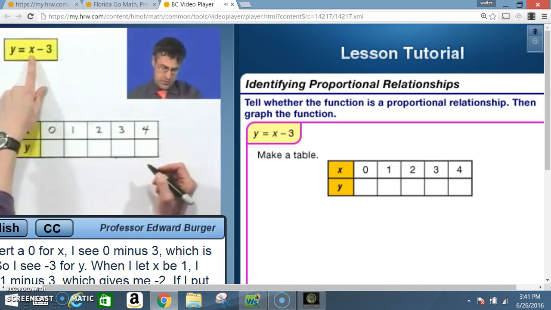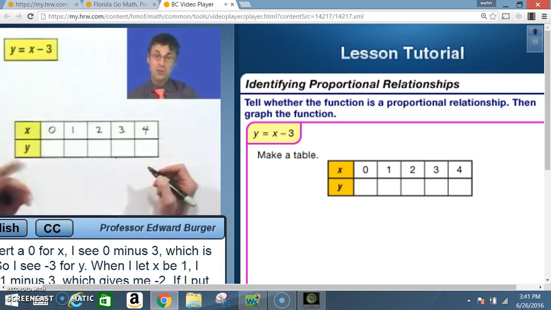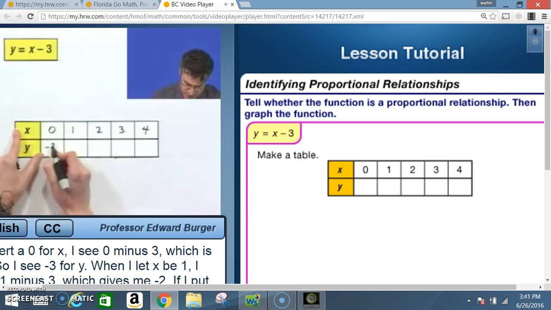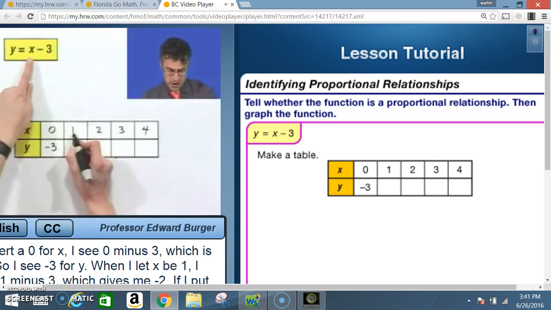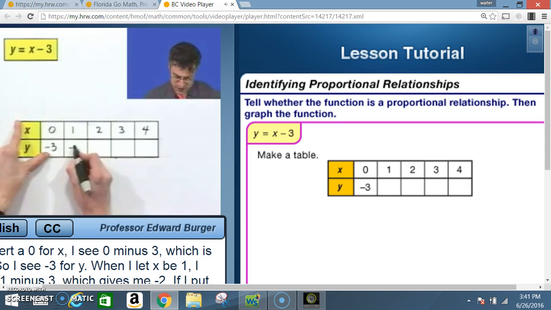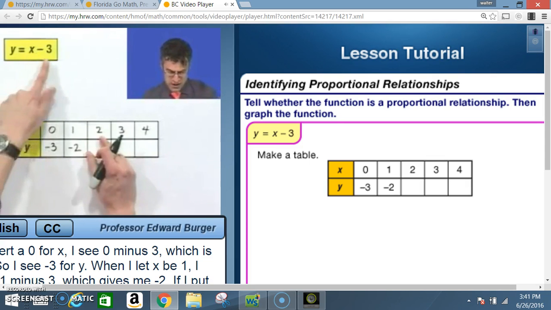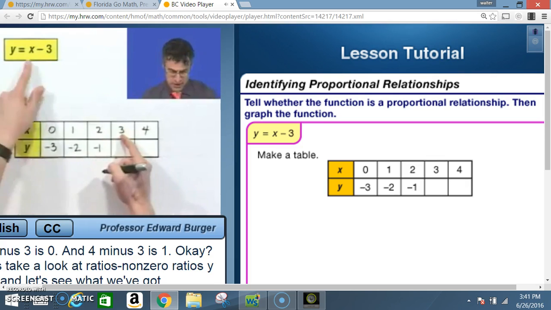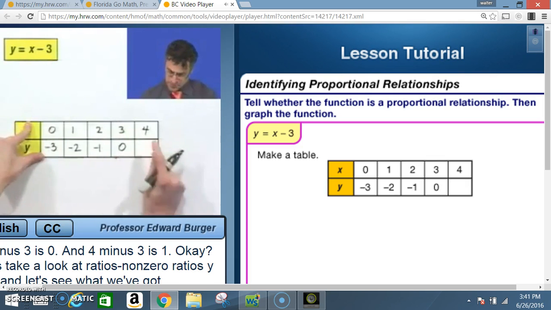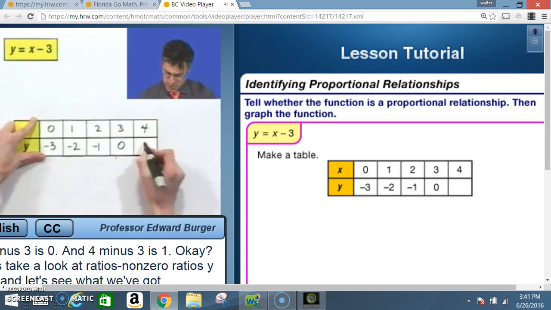So when I insert a 0 for x, I see 0 minus 3, which is negative 3. So I see negative 3 for y. When I let x be 1, I see 1 minus 3, which gives me negative 2. If I put a 2 in, 2 minus 3 is negative 1. 3 minus 3 is 0. And 4 minus 3 is 1.